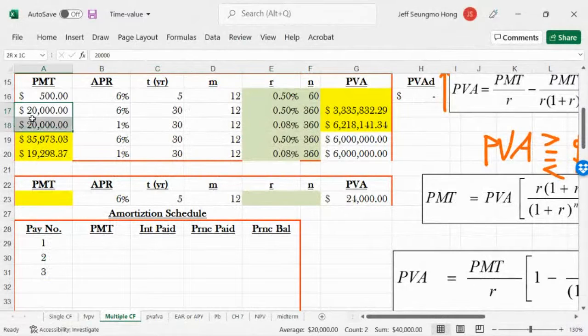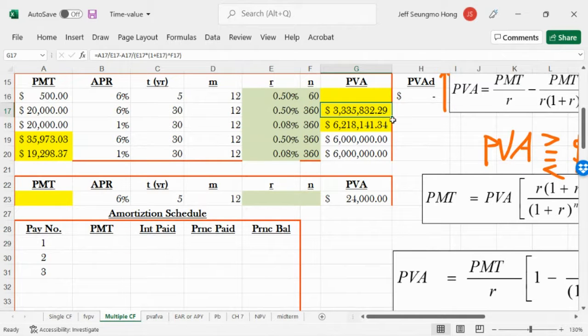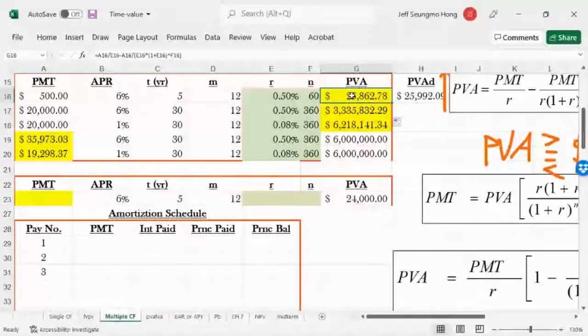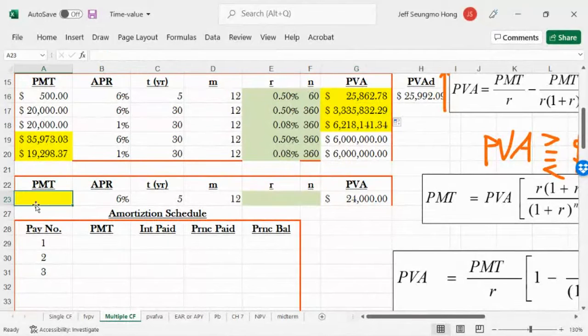So remember, we did this example last time, the lottery example. Just like the lottery example, all we need to do is drag it up, and then we'll have the present value of all these payments. And obviously this is not right. If this is the correct payment, then the present value of all of them should be equal to 24K, but it is not. It's greater than 24K. So this is the proof that you have been overcharged. Another way to find out is by solving for payment.